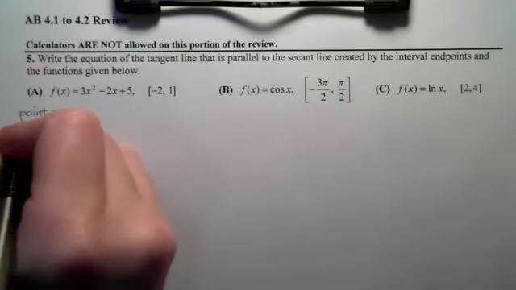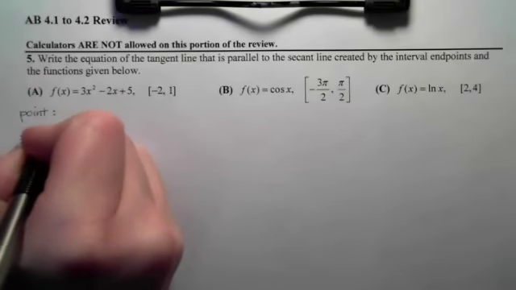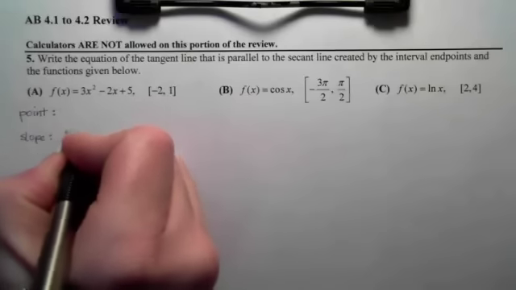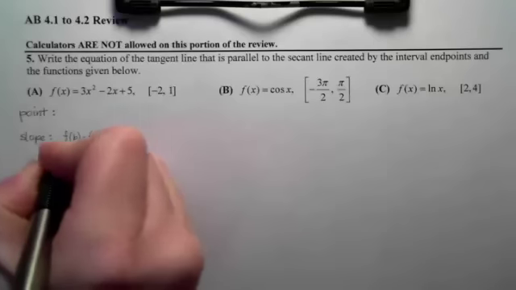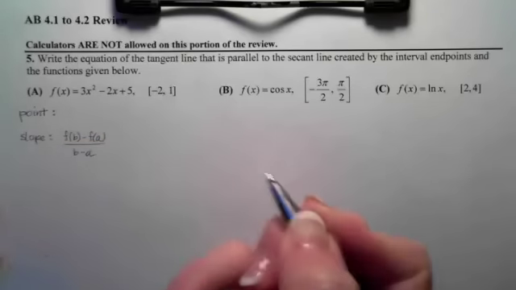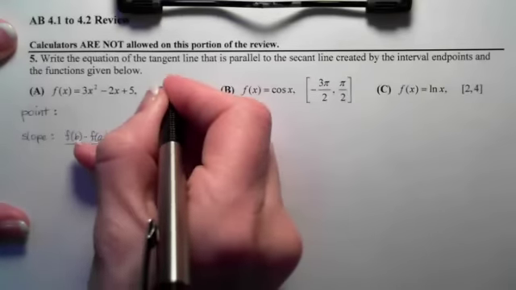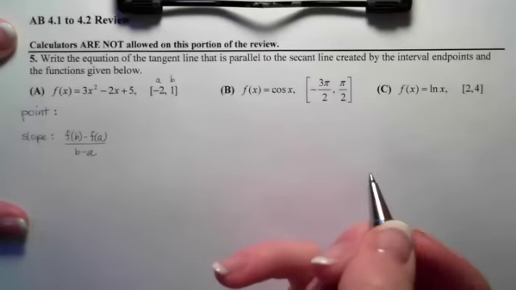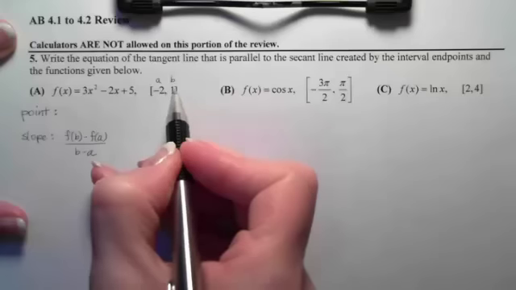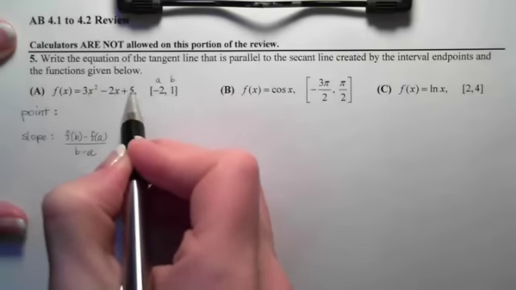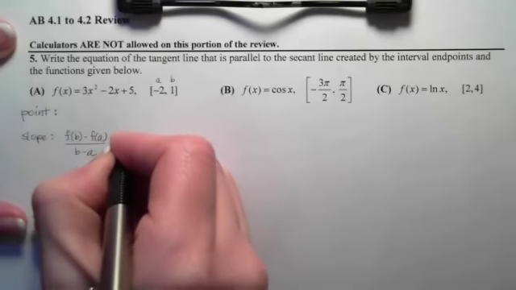So we don't know the point. We don't even know the slope yet, but we can find the slope because it will be f of b minus f of a over b minus a. And this is going to be the case for all three of these. So my b is a 1, my a is a -2. If I take this 1 and plug it in, I'll get a 3 minus a 2, which is a 1, plus a 5 gives me a 6.